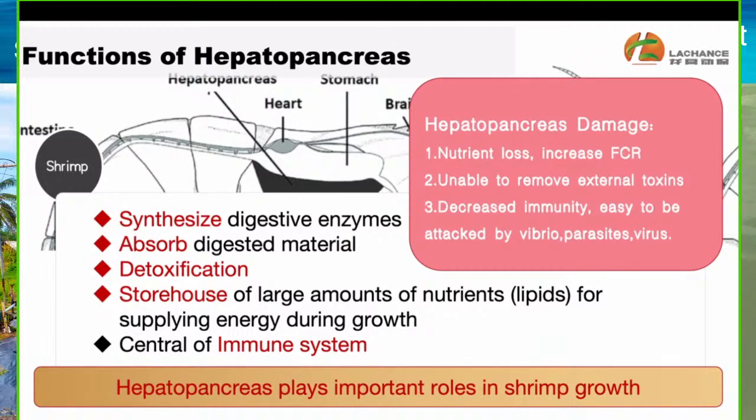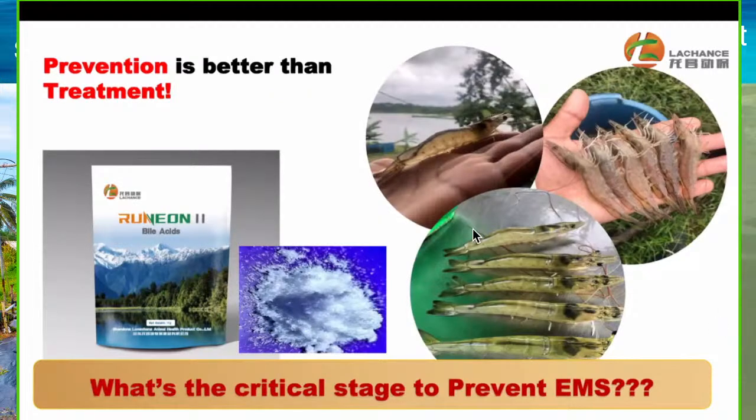So when the shrimp's hepatopancreas gets damaged, what will we face? The nutrients will be lost, and finally it will increase the FCR of our farming and increase the cost. The shrimps also cannot remove the external toxins in their body, and the shrimp's immunity will decrease, making them easy to be attacked by the vibro, parasites, and also some viruses. That's why I emphasize to you guys, prevention is better than treatment. It's better for us to focus on the shrimp's hepatopancreas to do a good prevention.